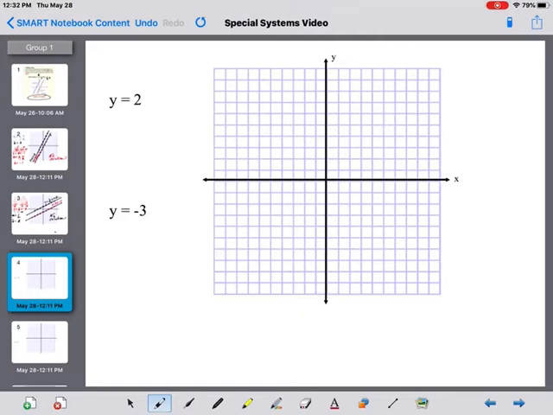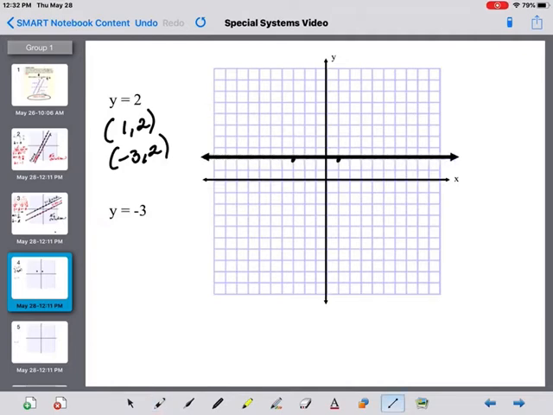So if you recall when we did this, we kind of described it as every single y value on that line would be 2. So it doesn't matter what 2 points I picked. Let's say I picked 1, 2, and -3, 2. If I plot those 2 points and connect them, you're going to notice that I have a line that goes through 2 on the y-axis.